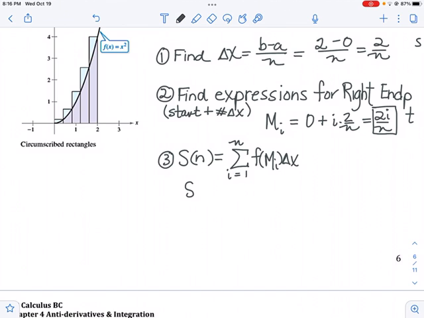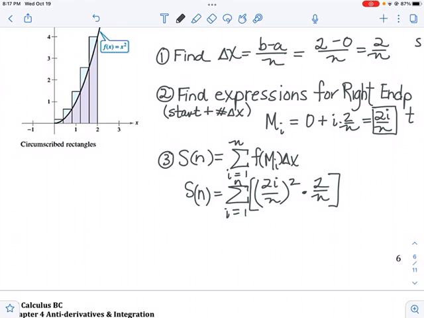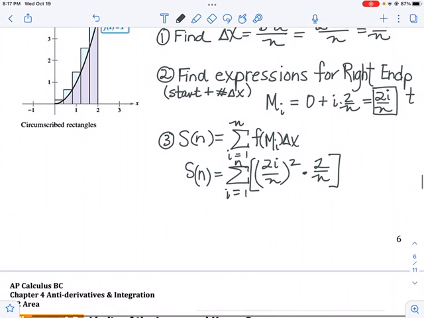So this is a capital S here, and a capital S sub n. So that would be the summation. Now we're using the capital M expression for this, i is equal to 1 to n. And so f of m, we're just going to put this in here then as our 2i over n, and that'll be squared. There's our function squared. And then we need to multiply that by 2 over n. And there's our summation.